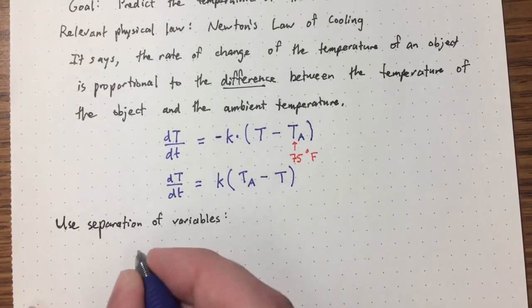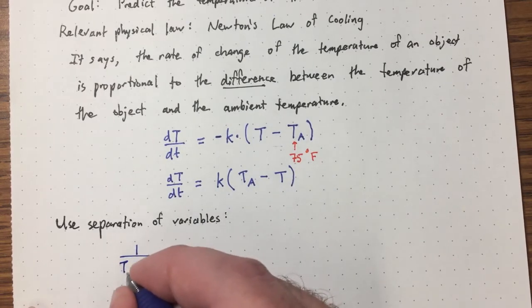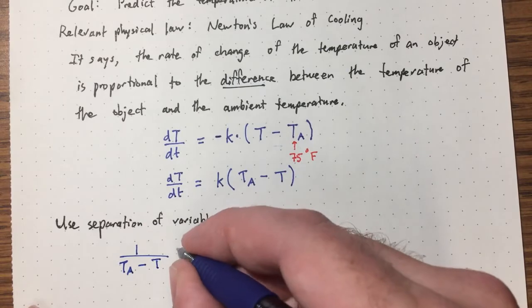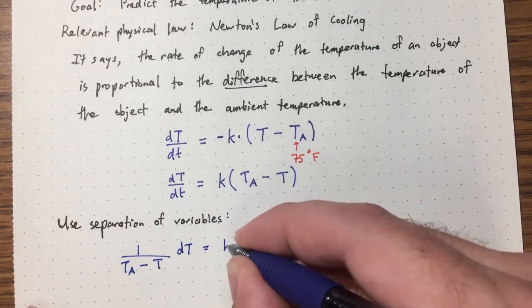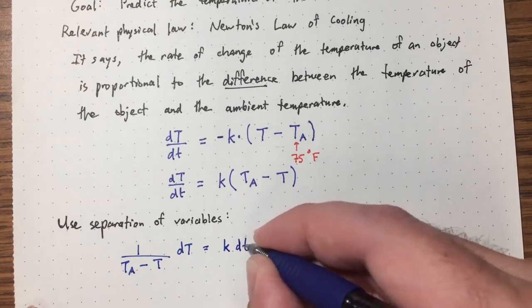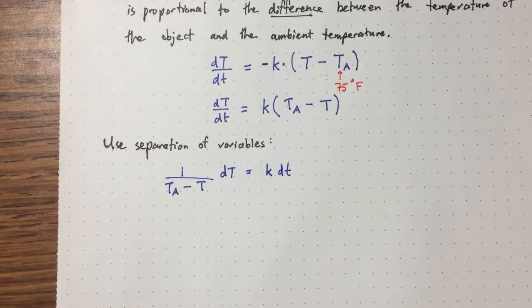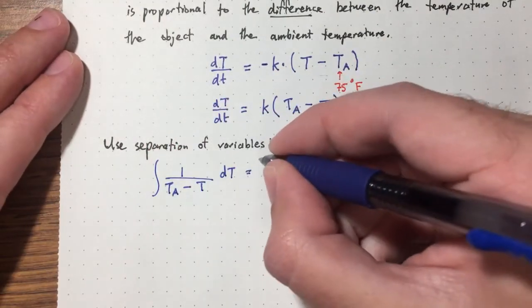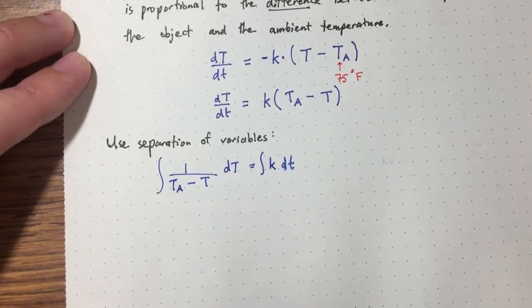All right, so let's divide by capital T_A minus T. I guess I can leave the K on that side. And then I'll multiply by d little t. So I get this. So I separated the variables. That's the first step. Then what do I do next? I integrate both sides. This side with respect to capital T, this side with respect to little t.